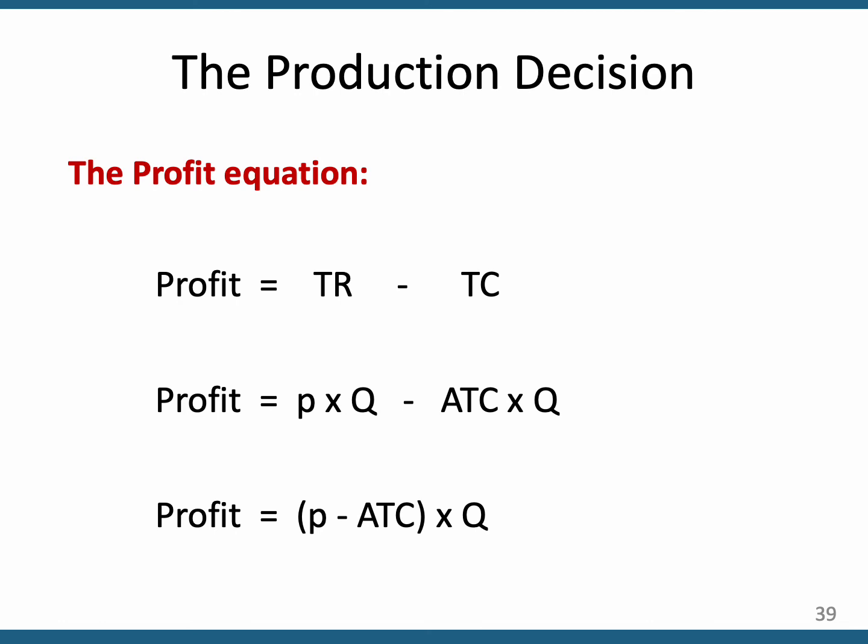All right? Now that's useful because now we can factor out the Q and we end up with profit equals the quantity, P minus average total cost, times Q. And two slides from now, I'll show you why that's useful.